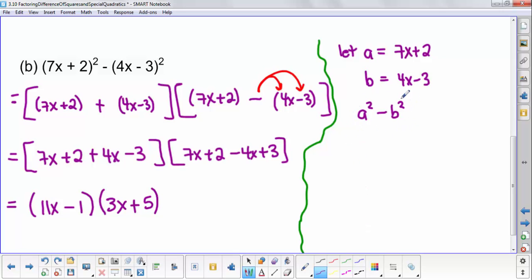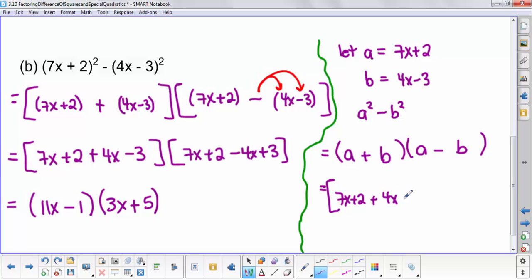If this was our question, well, it's a difference of squares. So open up two brackets, square root the first term, square root the second term. One gets a plus and one gets a minus. But same as last question, a's and b's were never part of your equation, so you need to substitute. A was really 7x plus 2. B was the 4x minus 3. And don't forget your brackets.